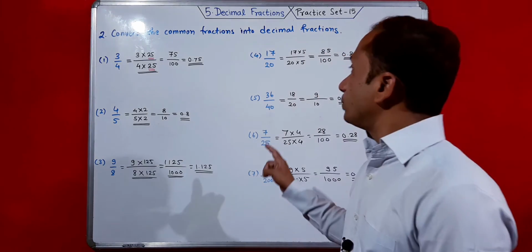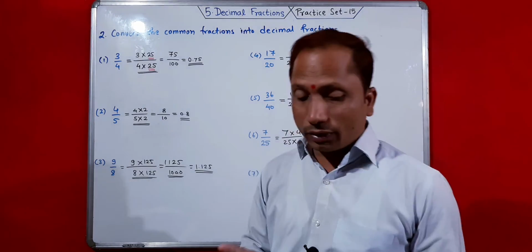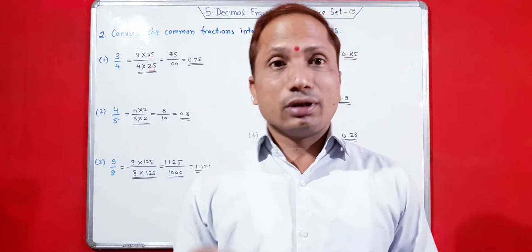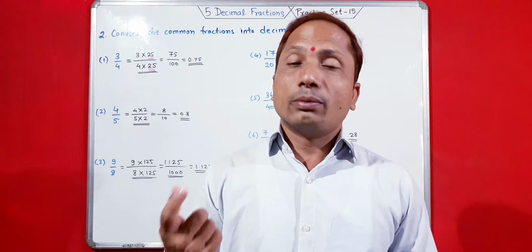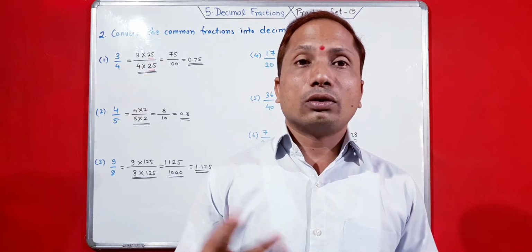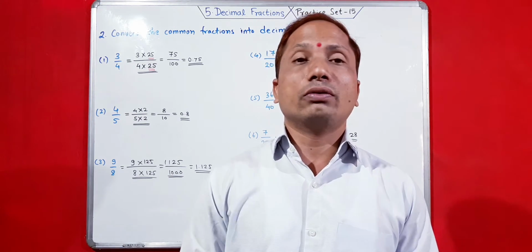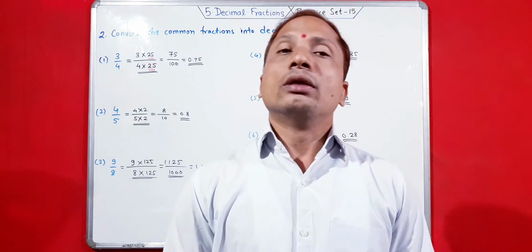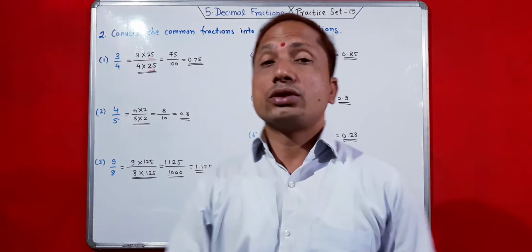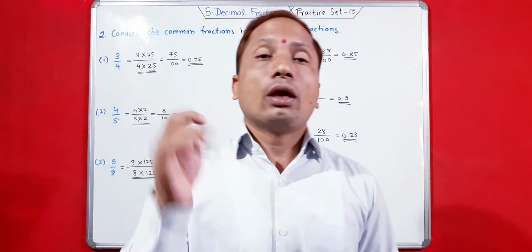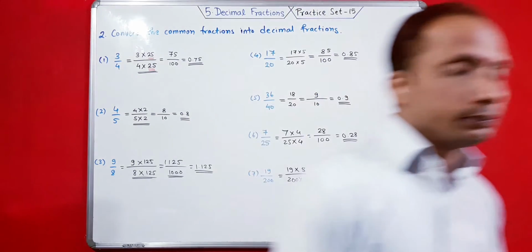So this is the question number 2 I have solved. It is very easy. You have to convert the denominator into 10, 100, 1000 or 10,000, and then you have to convert the given number into a decimal fraction in this way. This is question number 2. I have completed it, and now we are going to solve question number 3.